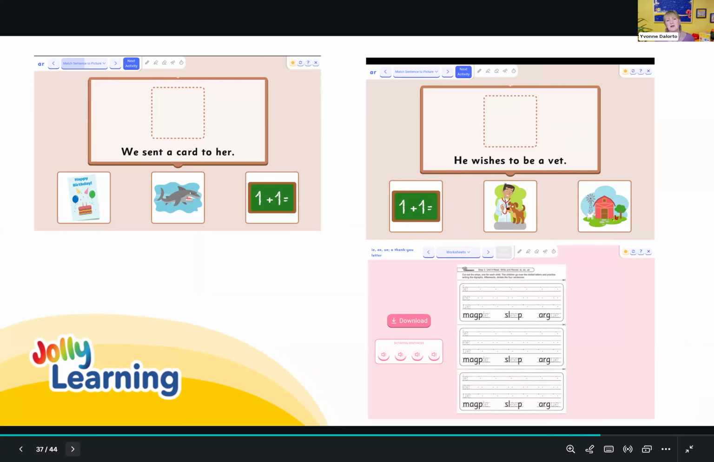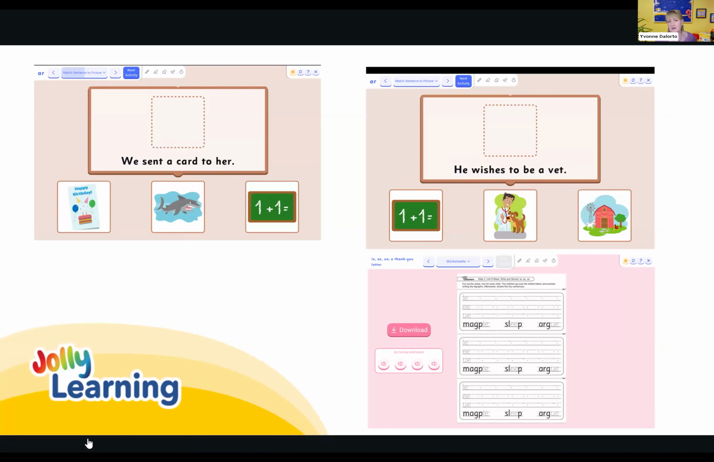But if I'm looking at digraphs, what word would I be asking them to look at? See if you can guess. What word would I be asking them to look at? We sent a card to her. Card. Yeah, and her. So what I'm going to do is ask the children to come up.